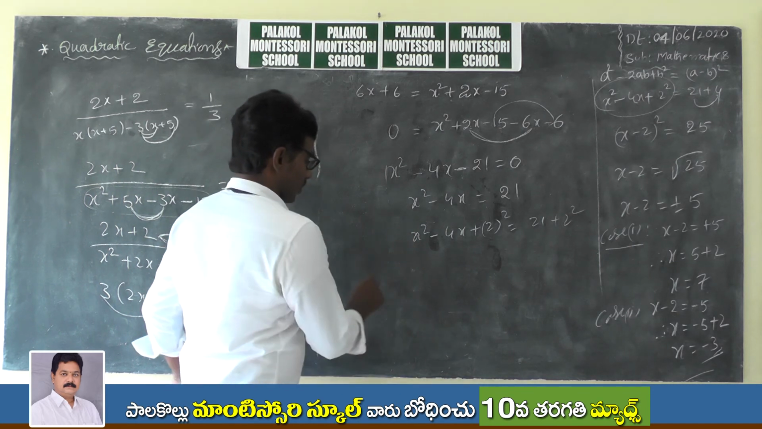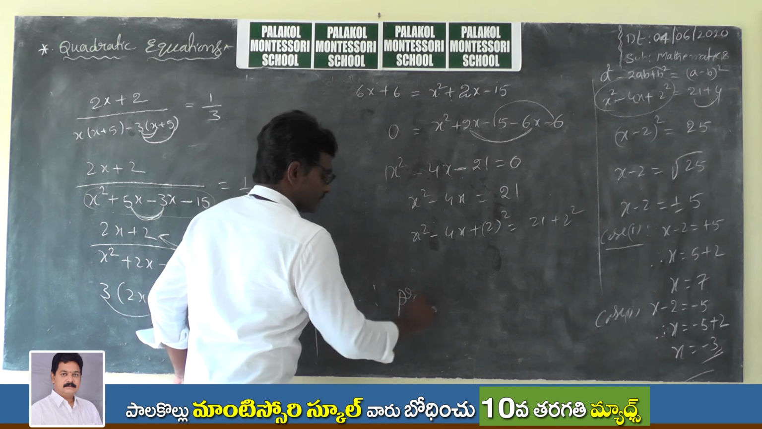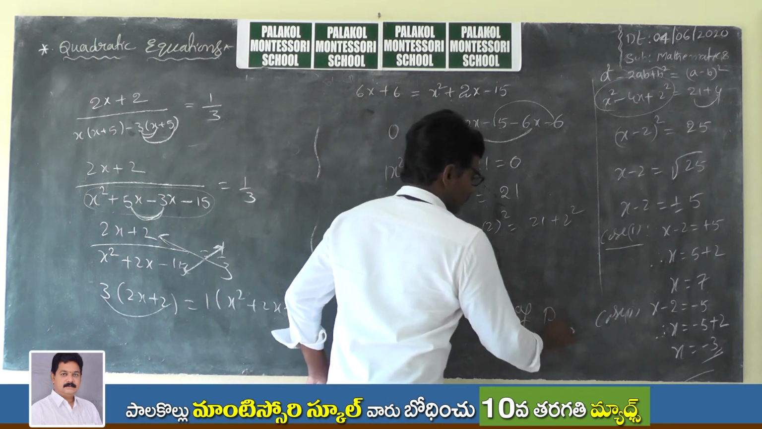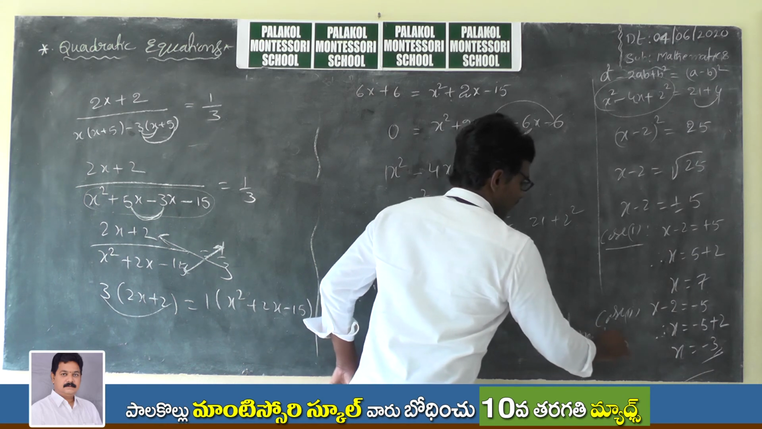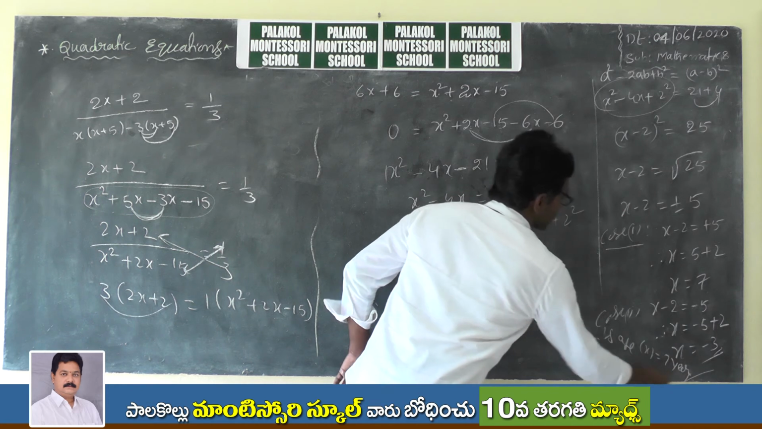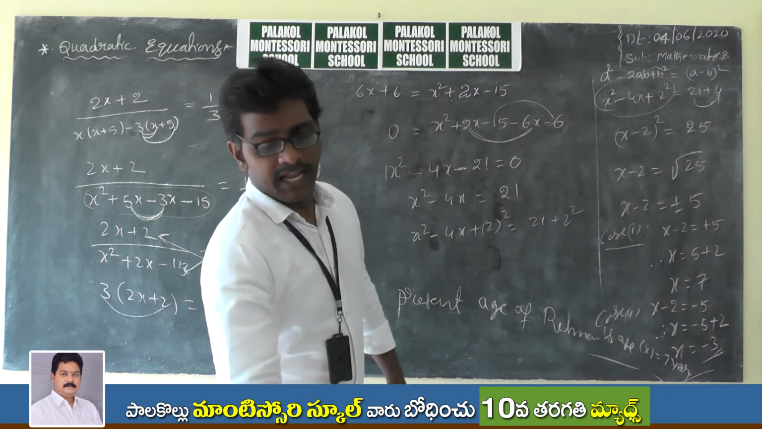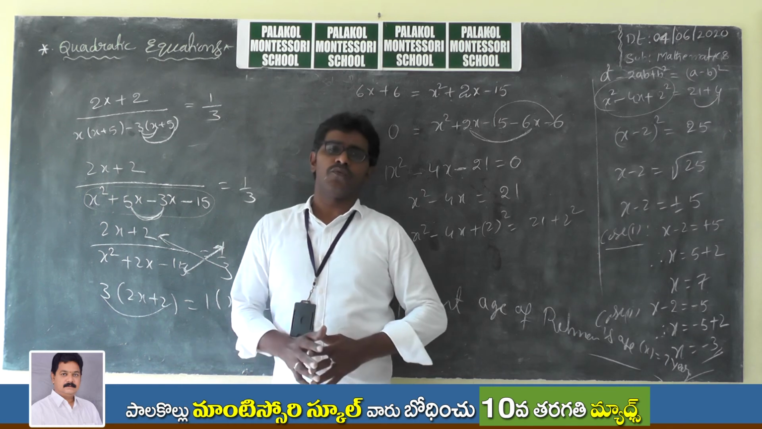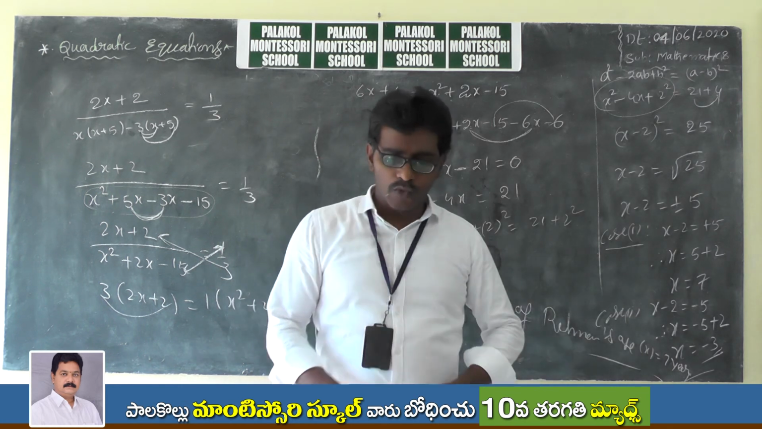So therefore, the present age of Rahman is 7 years. Okay, guys, so in daily life these quadratic equations are very useful. I do one more sum.